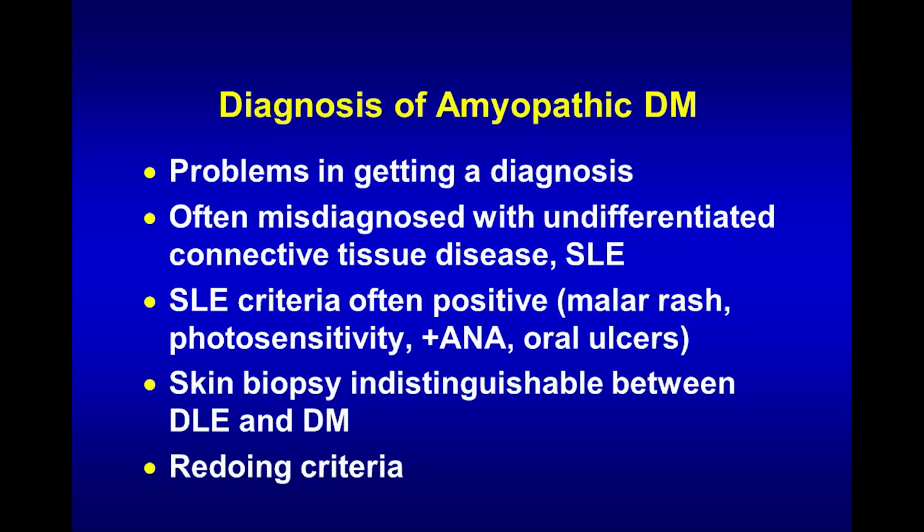So why does that happen? Well, besides the fact that the dermatomyositis criteria didn't work, the SLE criteria are often positive. If you think about it, these patients often have a malar rash, photosensitivity, they can often have ANAs, they can have oral ulcers, and they can exactly fit lupus criteria, myositis and lupus.